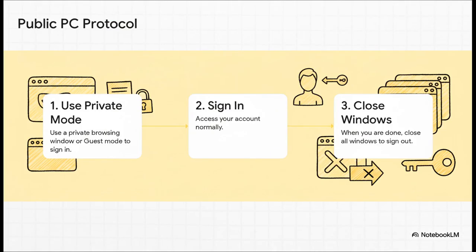What's cool is that the page doesn't just throw a warning at you and walk away. It actually gives you a clear 3-step security plan. Step 1, use a private window. Step 2, sign in. And step 3, and this is the big one, close everything when you're finished. This is how you make sure you don't accidentally leave your key just sitting in the lock for the next person to come along and find.